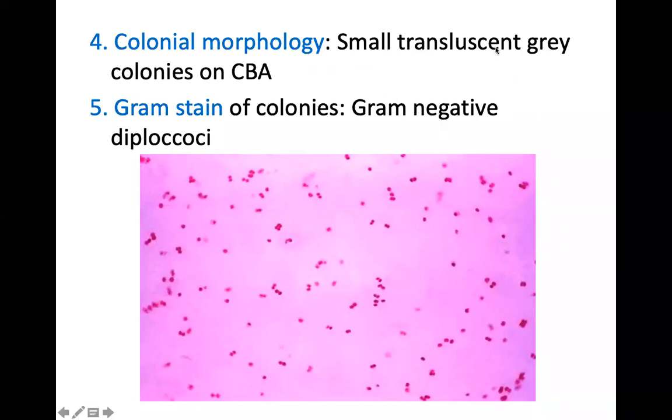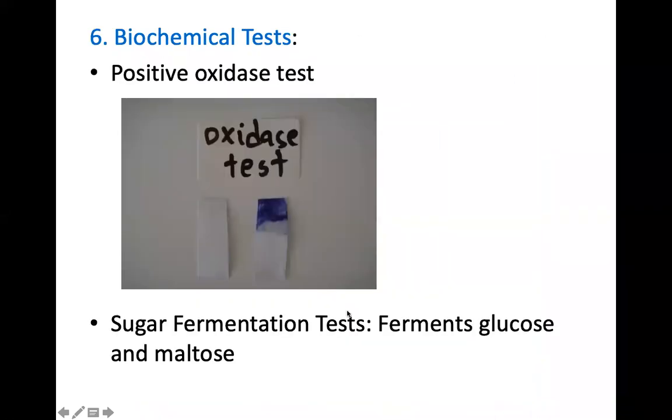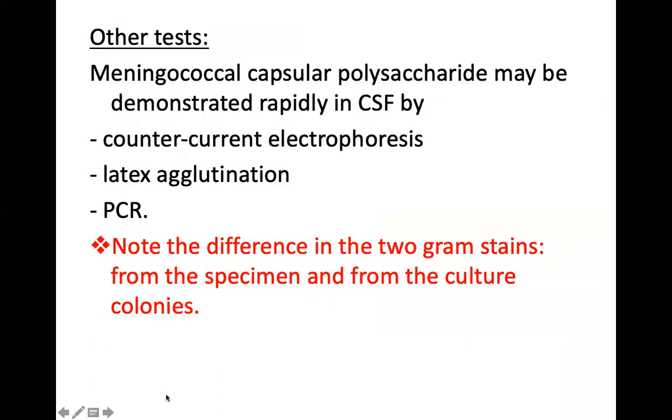Description of the colonies: small translucent gray colonies, and a gram stain of those colonies. You'll be able to see the gram-negative diplococci occurring in pairs. If you look at this closely, you'll see the pairs of this pathogen. Confirmatory biochemical tests: positive oxidase test, and fermentation of glucose and maltose. Just to distinguish between these two species, Neisseria gonorrhoeae, which we'll look at next, does not have a capsule, and ferments glucose only, unlike this species that ferments both glucose and maltose.